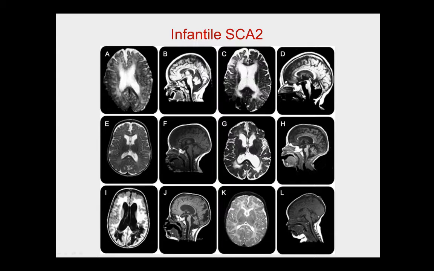Some of them have very severe white matter disease. This is a FLAIR image, so the white matter should be dark here, not white. And so it's basically a complete loss of the myelin, so it's essentially like a leukodystrophy. So phenotypically it looks quite different.